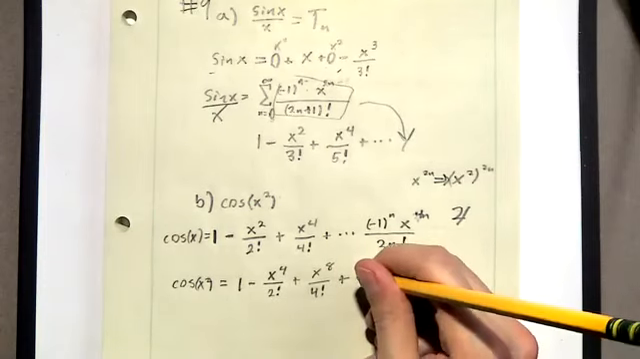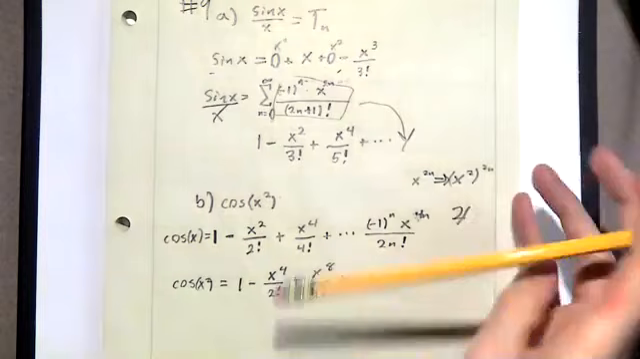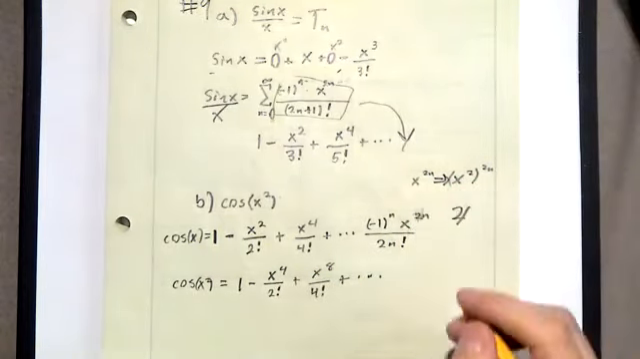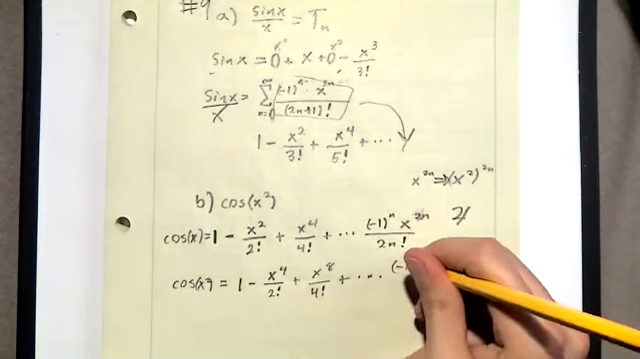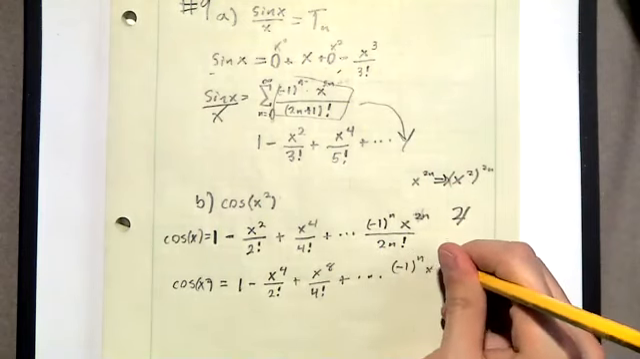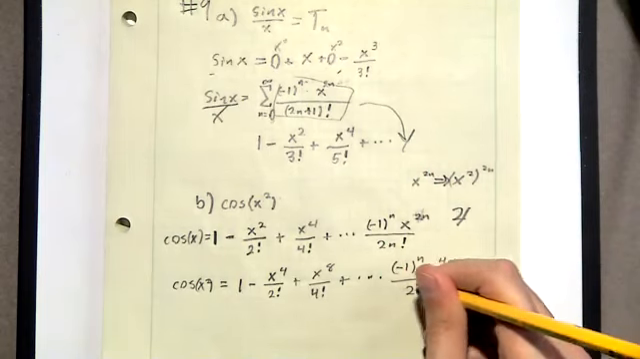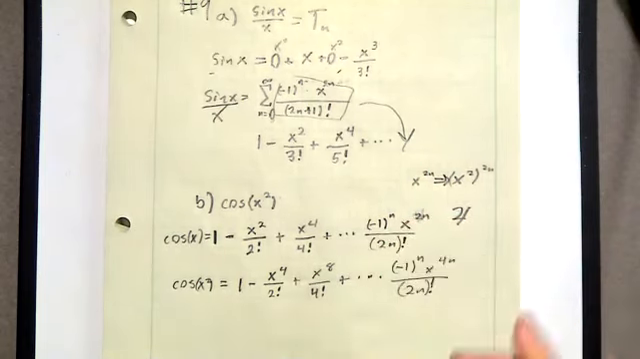So then we just have to fix this bit right here. So this is actually still 2n since it's cosine of x. But here we use -1 to the n, x to the 4n over 2n factorial. It should technically be in parentheses since you have to carry it through. So that's B, and then lastly C.